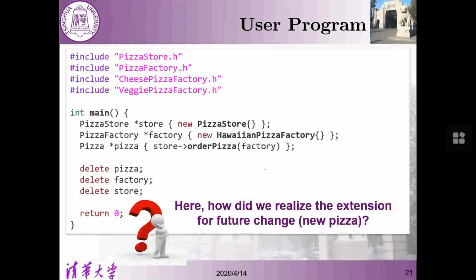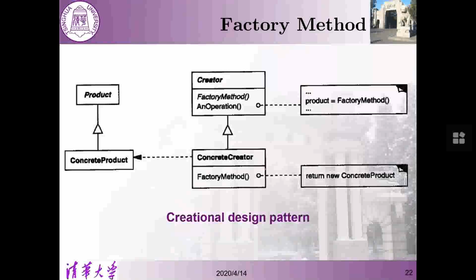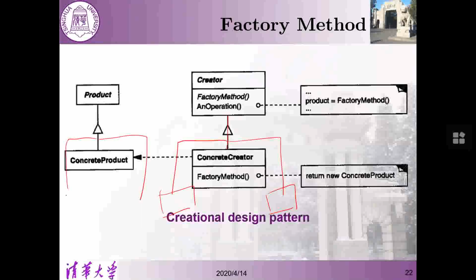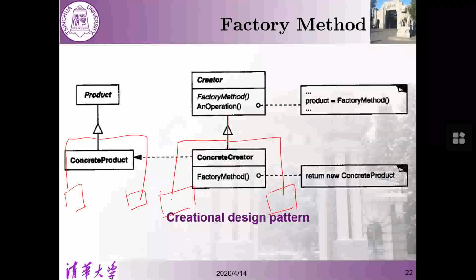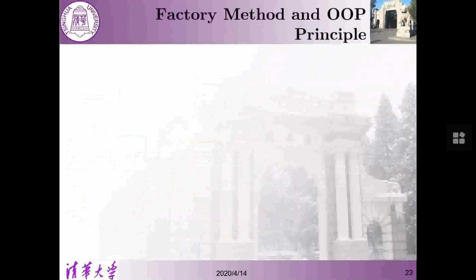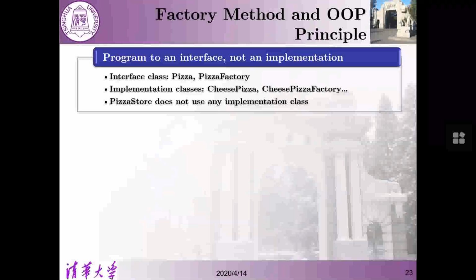We will mention this problem later. So this is a factory method design pattern. Actually, typically there are different concrete creators and different concrete products, and each creator creates its corresponding product. Okay, so for factory method, we are always programming to an interface.